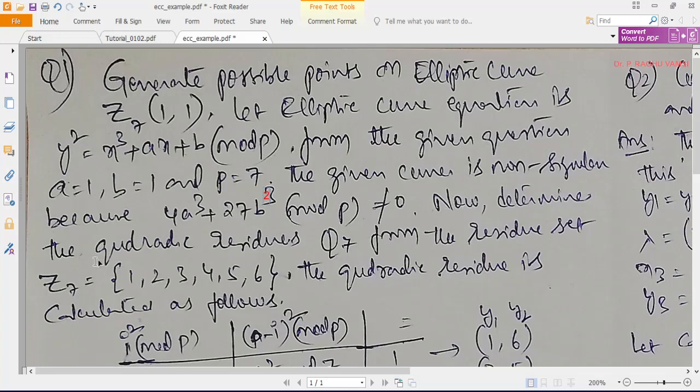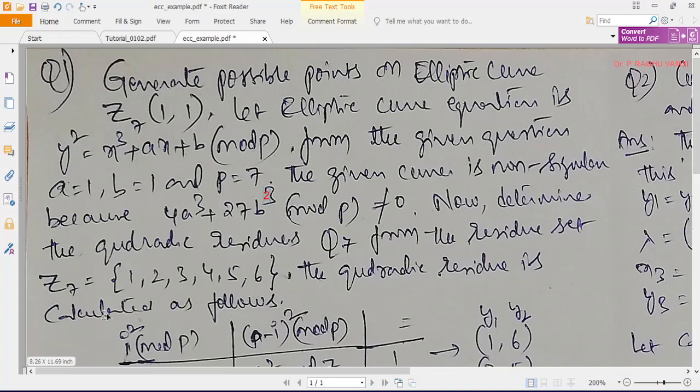Now determine the quadratic residues Q7. Quadratic residue is nothing but the following: if you have considered p as the prime number, then the residue values need to be considered from 1 to p minus 1. And the residue will be calculated as follows. Now determine the quadratic residues Q7 from the residue set Z7, which is 1, 2, 3, 4, 5, 6. That means from 1 to 6, that is up to p minus 1, you are supposed to do this.